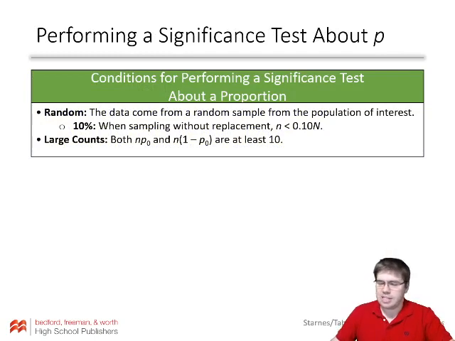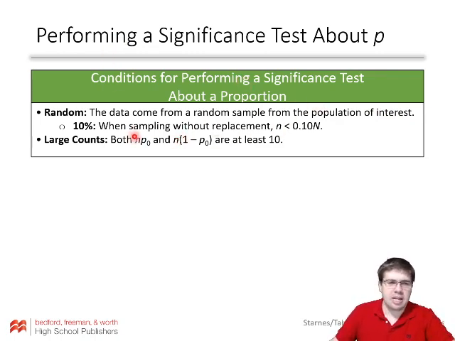All right, so conditions. We're doing this stuff based on sampling distributions, and so our same conditions are back. We've got our random condition, that the data come from a random sample from the population of interest. We don't want a biased sample to draw our conclusions from. We want a nice, random, representative, unbiased sample.